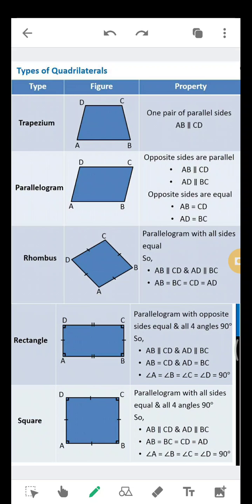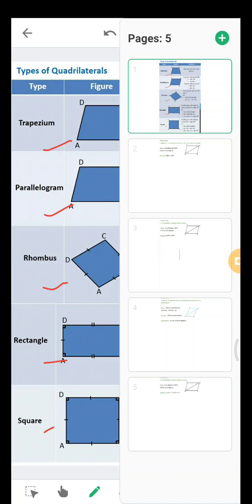In the last session, I explained to you the properties of different types of quadrilaterals like trapezium, parallelogram, rhombus, rectangle and square. So you recall all these properties. This will help you in understanding the theorems. Along with this, you must also recall the congruency rules which we learned in the previous chapter.